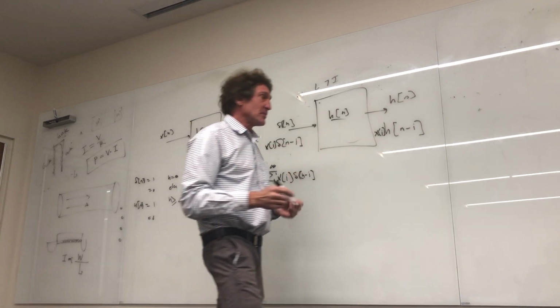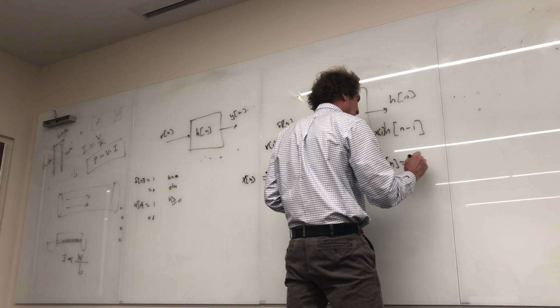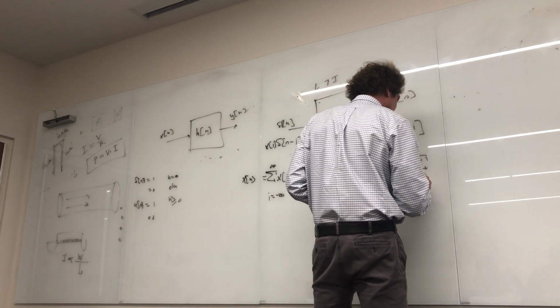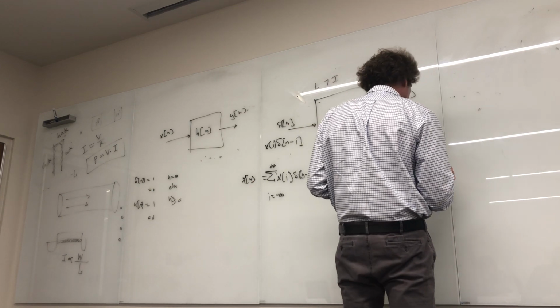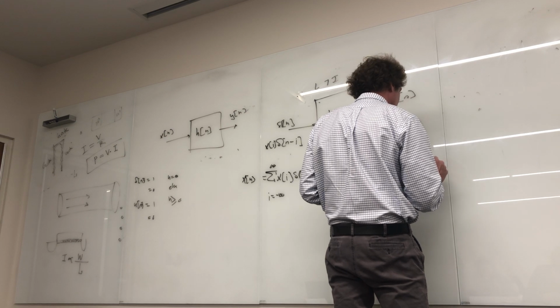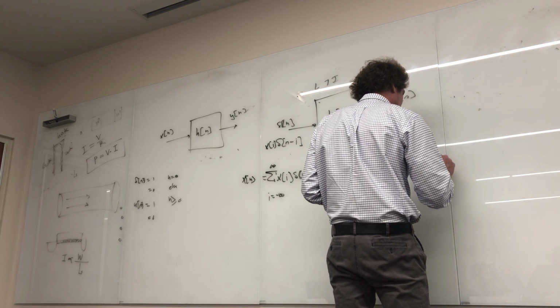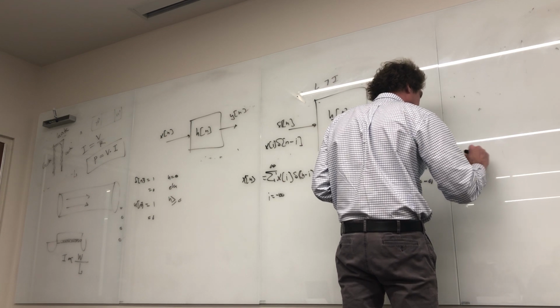Now out here, to get my output, my y of n, I simply sum from I equals minus infinity to infinity of x of I times h of n minus I.